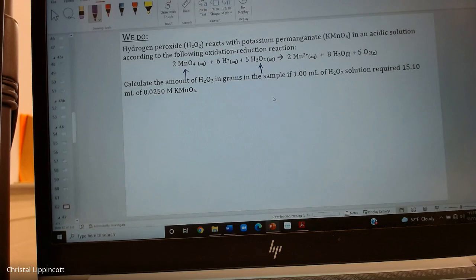You should have your calculator out. You should be turning this into moles. Step 1, turn this into moles. You have molarity, you have volume, you have the equation, M equals moles over liters.